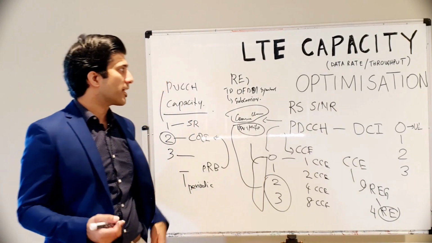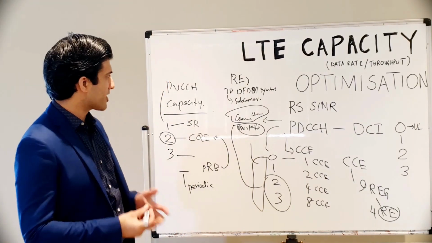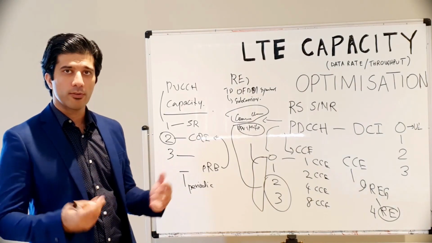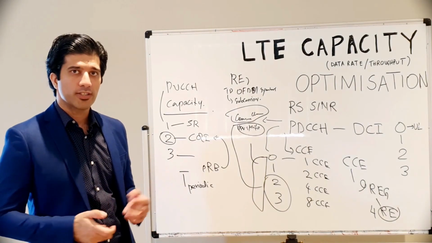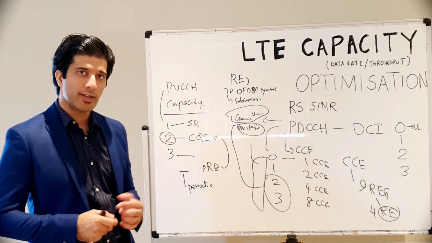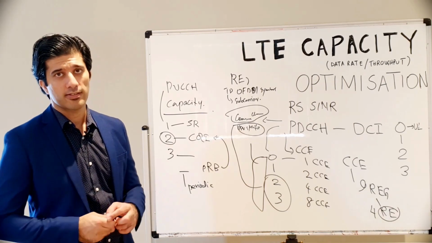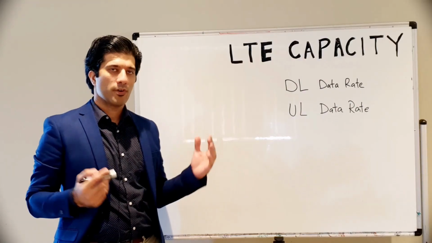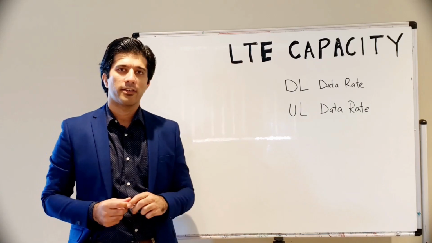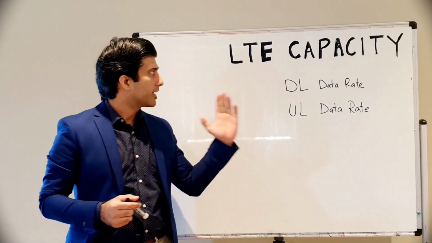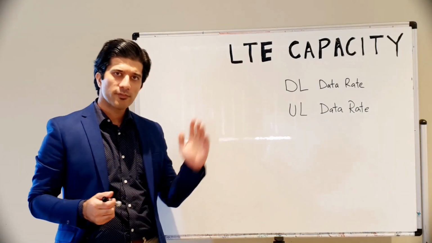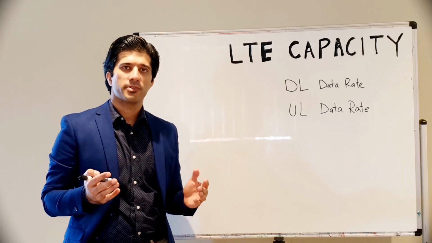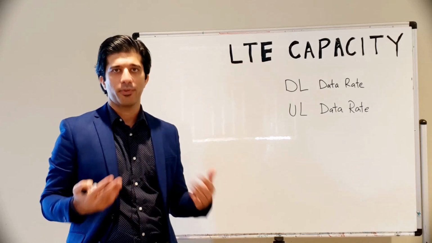So this was something about PDCCH capacity, PUCCH capacity, and RS SINR, and now we will move on to what the factors are that impact your downlink throughput, and what the factors are that affect your uplink throughput. Let's see what we have for downlink data rate optimization and uplink data rate optimization. First we will discuss uplink, and we will go through what the issues are and how we resolve or optimize them.